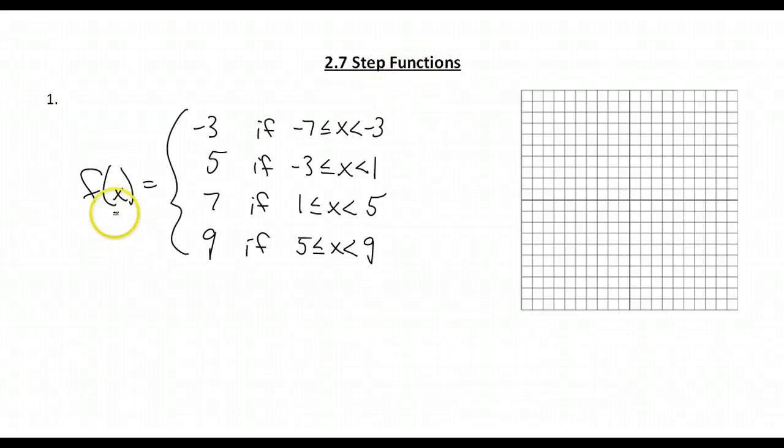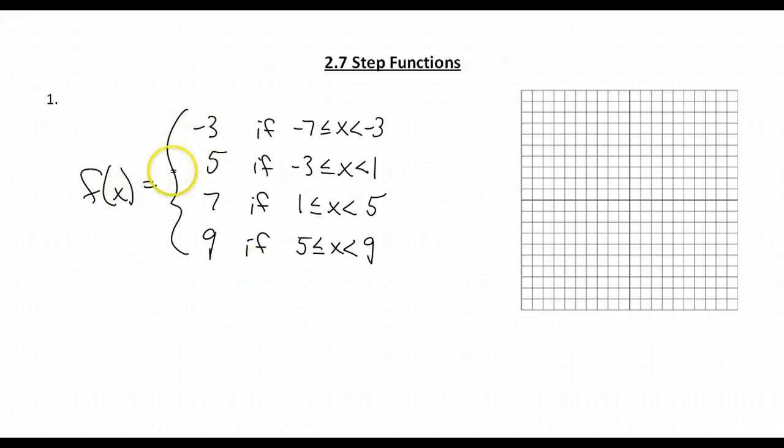A step function is a function that uses parts of multiple functions to represent one new function. In this example, we have the function f, and it's of the variable x, and it's equal to, with a big bracket, all of these functions. And all of these if statements tell me which x values will determine which function I'm going to use.